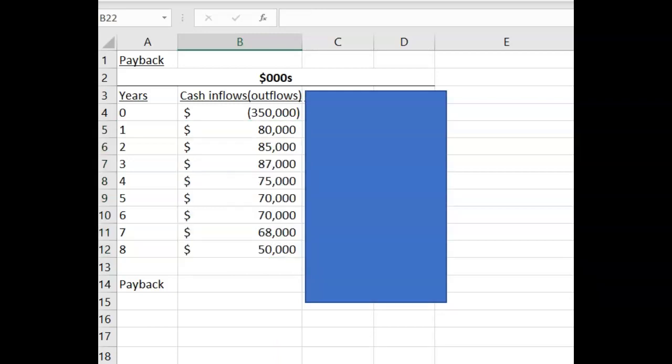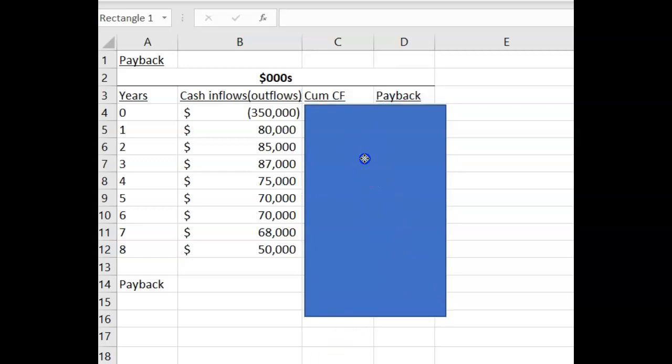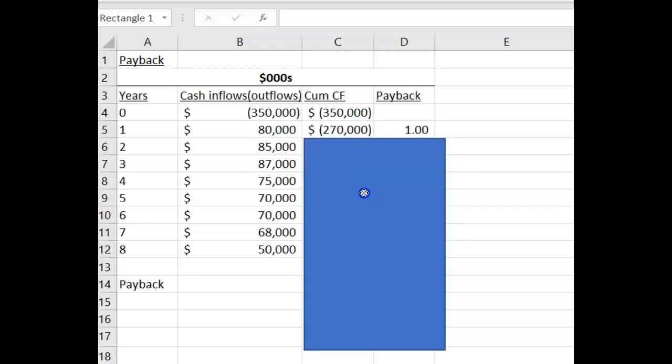All right, so simple payback just means how long does it take before we get our money back? Here's what I do. I compute a cumulative cash flow column, and then I just pull from the numbers to calculate that. I start off, period 0 means right now. So we're 350,000 out of pocket. At the end of year 1, take the 350 that you were out of pocket, the number from above, and then add in the 80 million that you generated in positive cash.